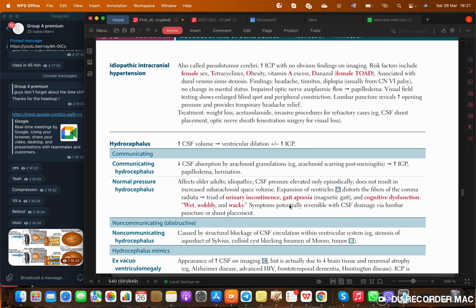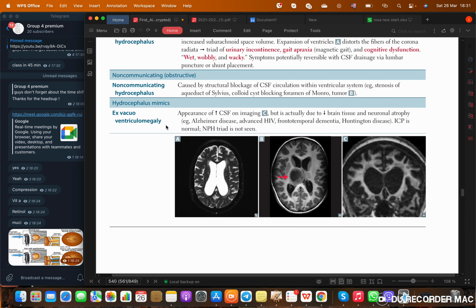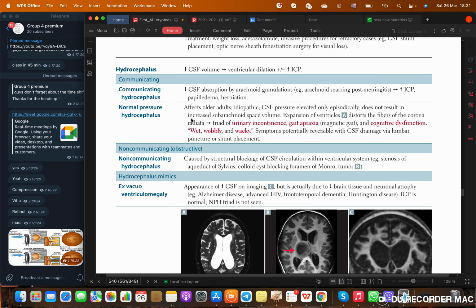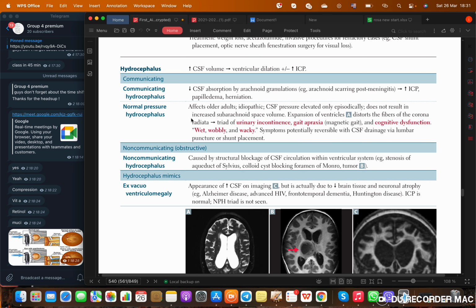Hydrocephalus is an increase in the CSF volume, which leads to ventricular dilatation, plus or minus increase in intracranial pressure. The increased CSF can be due to multiple causes. It can be three things mainly. It can be obstructive, communicating, and the last one that we spoke about yesterday, ex vacuo ventriculomegaly. Let's start with ex vacuo ventriculomegaly. So the last one, basically.